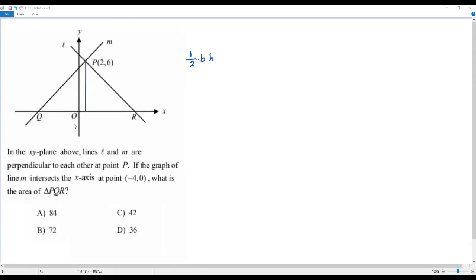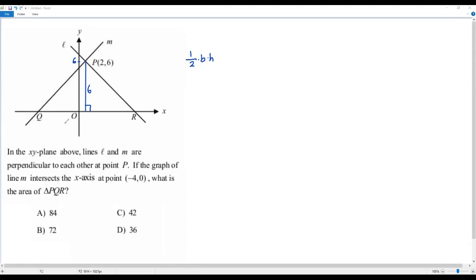So this is a perpendicular line. This line intersects the side QR at a right angle. So this line segment represents the height of this triangle, and we can get the height using the y-coordinate of the point P, that is 6. Since the y-coordinate is 6, the value we have on the y-axis corresponding to point P is 6. And we know that this is the origin. So what is the length of this line segment? That is 6. So the same length we have for this perpendicular line. Therefore, the height of this triangle is 6.